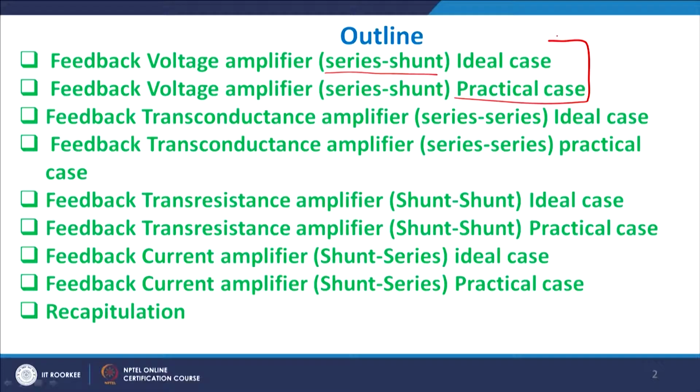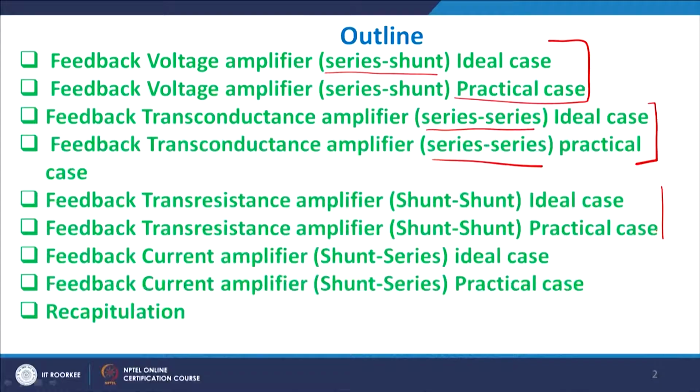Then we will look into an ideal and real case of the series feedback network. So we look into series feedback, and we will also look into the shunt case. For all the cases we look into the ideal case. The ideal case is when you do not have any loading, which means that your feedback network does not load your amplifier and your amplifier does not load your feedback network, and they are two independent entities we have assumed.